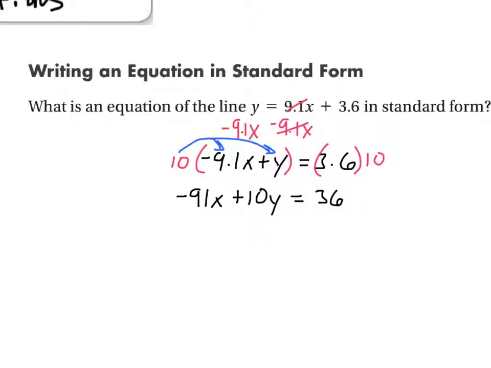Okay, well the next thing is, notice that A is negative. Well, we don't want A to be negative. So we're going to either multiply or divide everything by negative 1. So 91x minus 10y equals negative 36. That is then written in standard form.